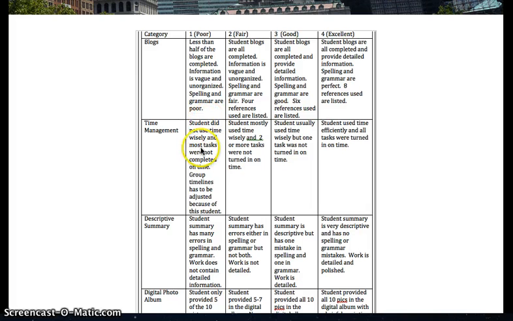Time management: student did not use time wisely and most tasks were not completed. That would be in the poor section right here. Then we'll go up from there: mostly use time wisely, 2 or more tasks not turned in on time. Time used wisely, but 1 task not turned in on time, and then student used all time efficiently, and all tasks were turned in on time.